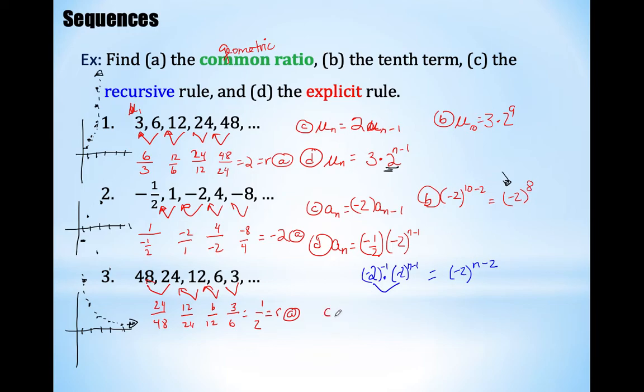Skip to part C. My recursive relationship is just my common ratio times the term before it. So 48 times 1/2 is 24. 24 times 1/2 is 12. 12 times 1/2 is 6. 6 times 1/2 is 3. 3 times 1/2 is 3/2, and so on and so forth.